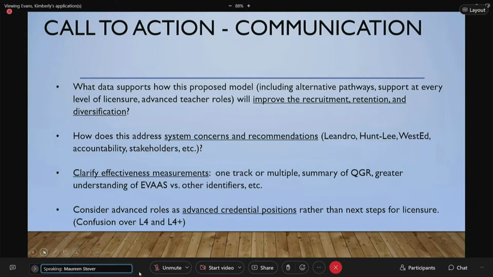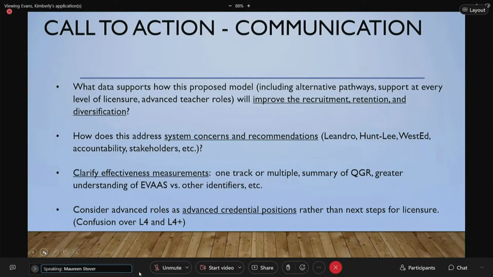They also want to know, what is the data that supports this model? So what has happened in other states? Have we seen things in other districts? Is there research that verifies and backs up that this would be a good way to help support our teachers and to compensate teachers? How does this address system concerns and recommendations? So where does Leandro fall into this? What about Hunt-Lee, the WestEd report, accountability? How are stakeholder concerns being addressed?